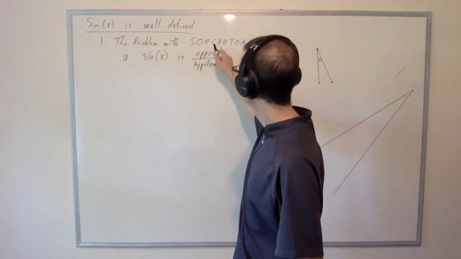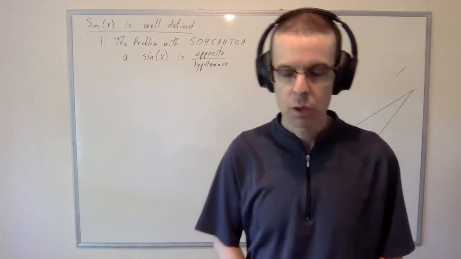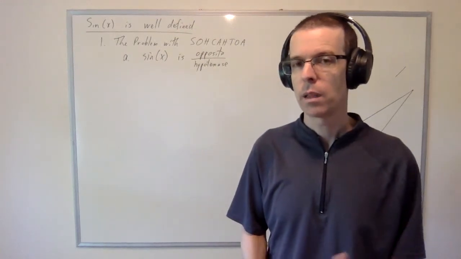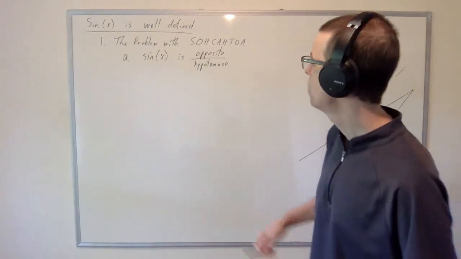Sine is opposite over hypotenuse, cosine is adjacent over hypotenuse, tangent is opposite over adjacent. So let's first talk about what Sohcahtoa means, and then we're going to give a little bit of a critique of it, and then at the end a defense of it.